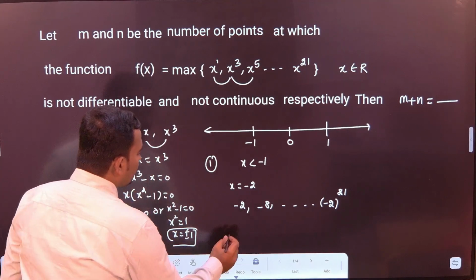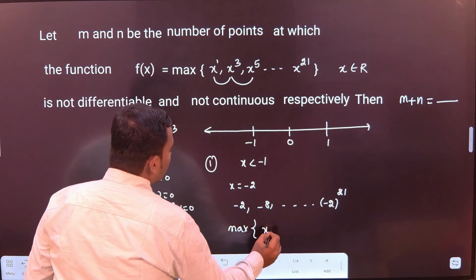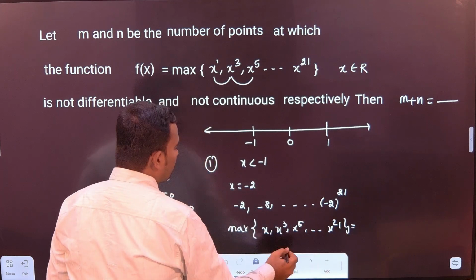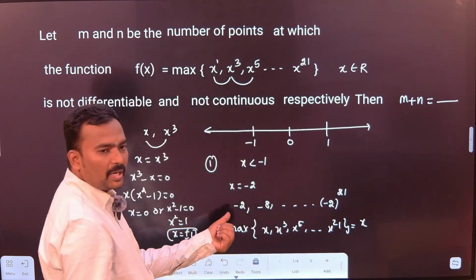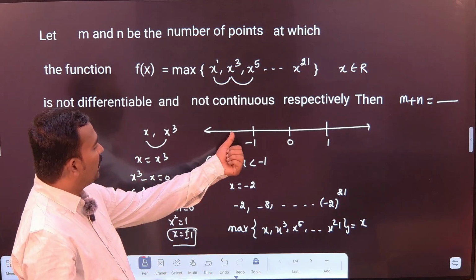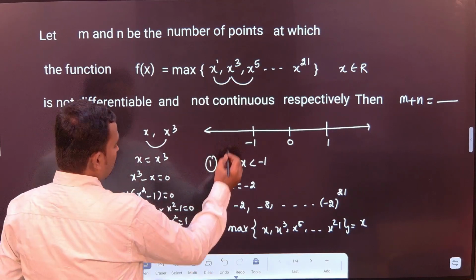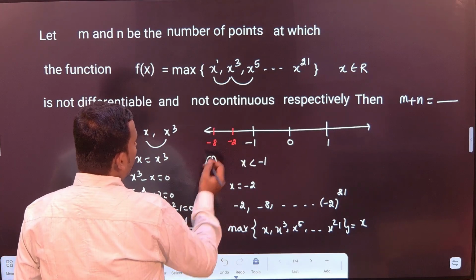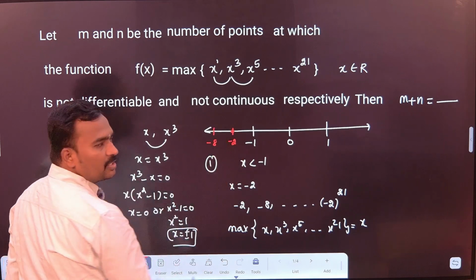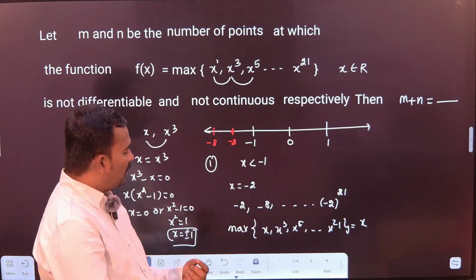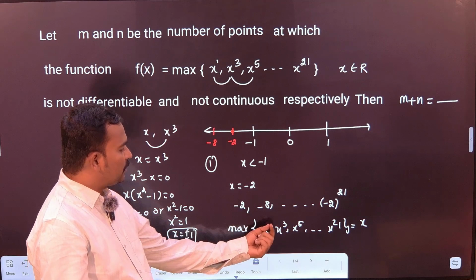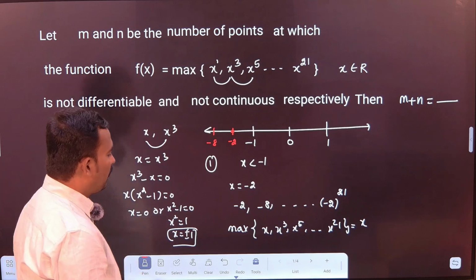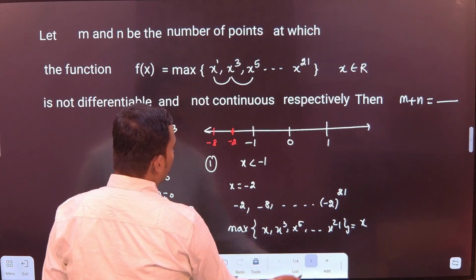Therefore the maximum of x, x cube, x power 5 and x power 21 is x. Here you can see minus 2 is the maximum. Compare minus 2 and minus 8: which is larger? The larger is minus 2. So the maximum in this interval of x, x cube, x power 5, up to x power 21 is equal to x. Clear? Okay.